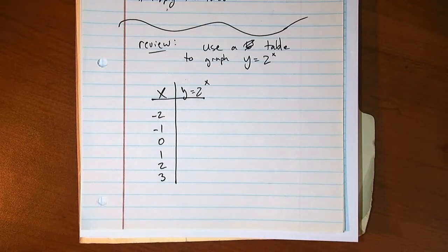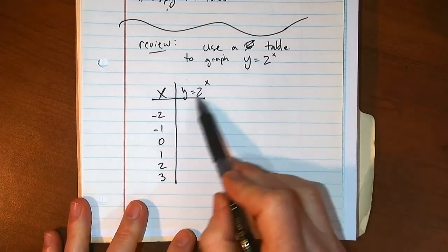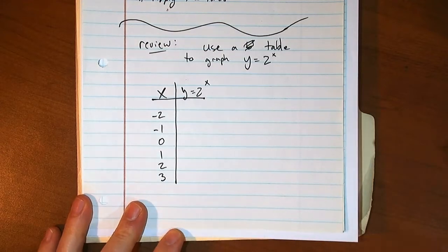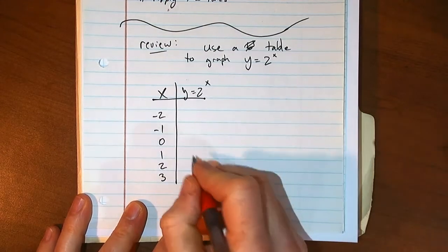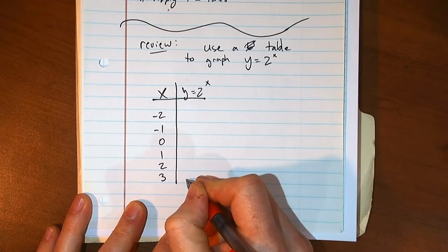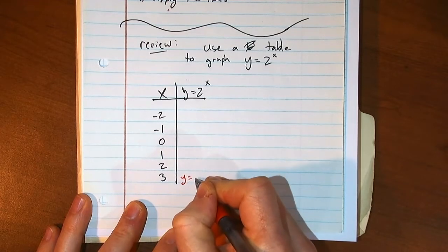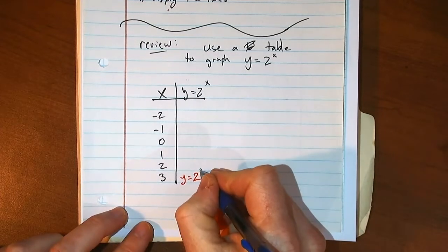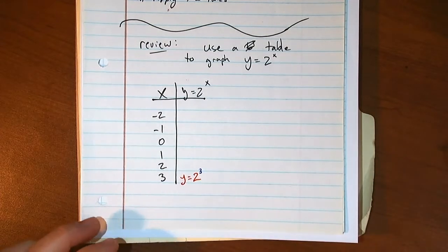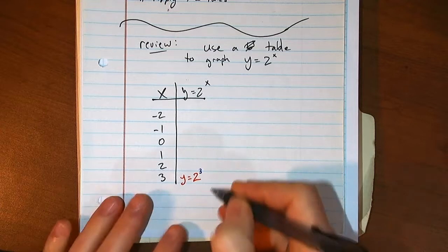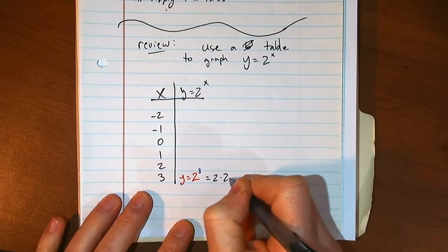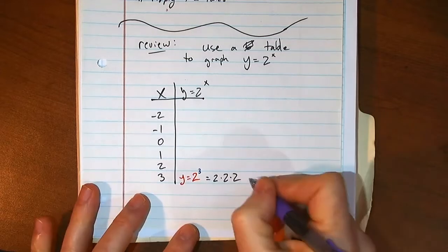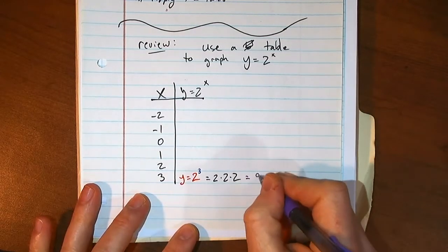All right, so remember the way this works is I'm taking my exponential function, and these are the numbers I'm going to plug in for x. So for example, when I plug in a 3 for x, then I'm going to get y equals 2 to the, and then right here the x becomes a 3. And 2 to the 3rd power, we know that means 2 times 2 times 2. That's what 2 to the 3rd power means. And so the answer that I end up with is 8. 2 times 2 is 4, times 2 is 8.